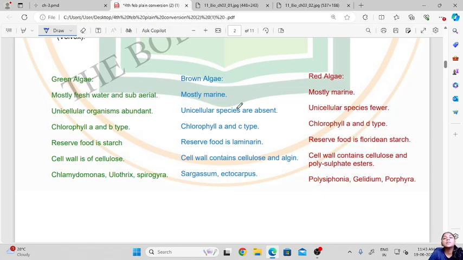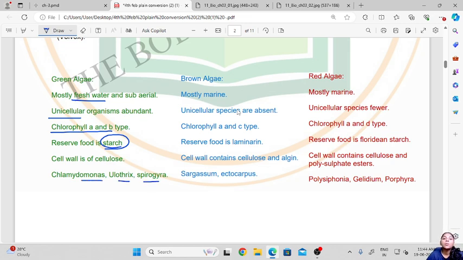Now let us learn some characters of these brown, green and red algae. Now green algae are mostly fresh water. They are unicellular and they are very abundant in nature. They contain chlorophyll A and B type. Then their reserve food is stored as starch. The cell wall is made up of cellulose and some examples are Chlamydomonas, Ulothrix and Spirogyra.